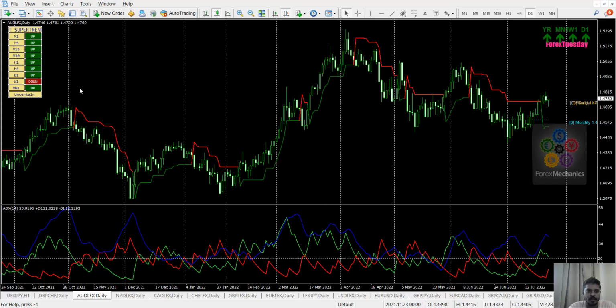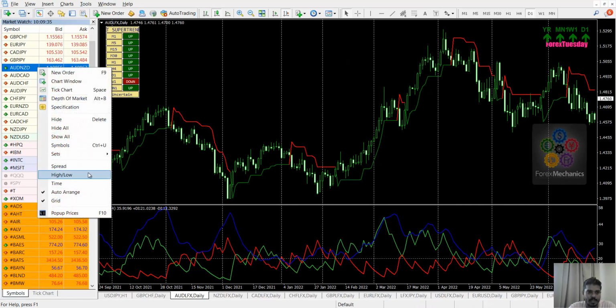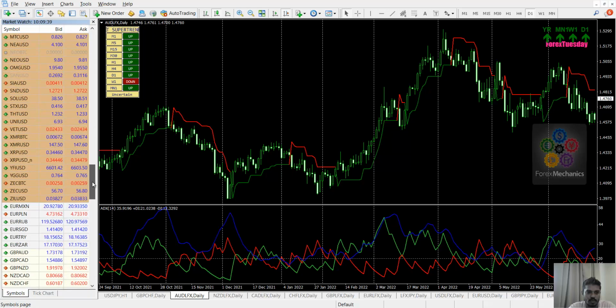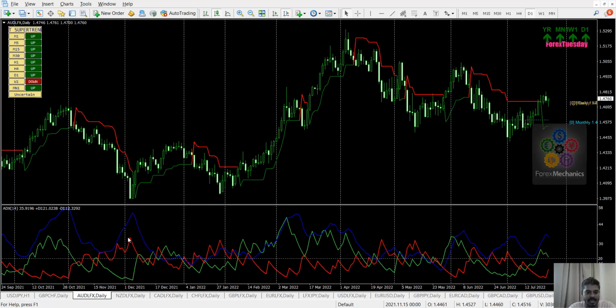Once you do it, you have to click on the market watch window right here. You right click, show all, and once you do that, you will have access to the currency index charts right here. So you have the Australian dollar, the Canadian, Swiss franc, euro, pound. So you have the currency index charts.